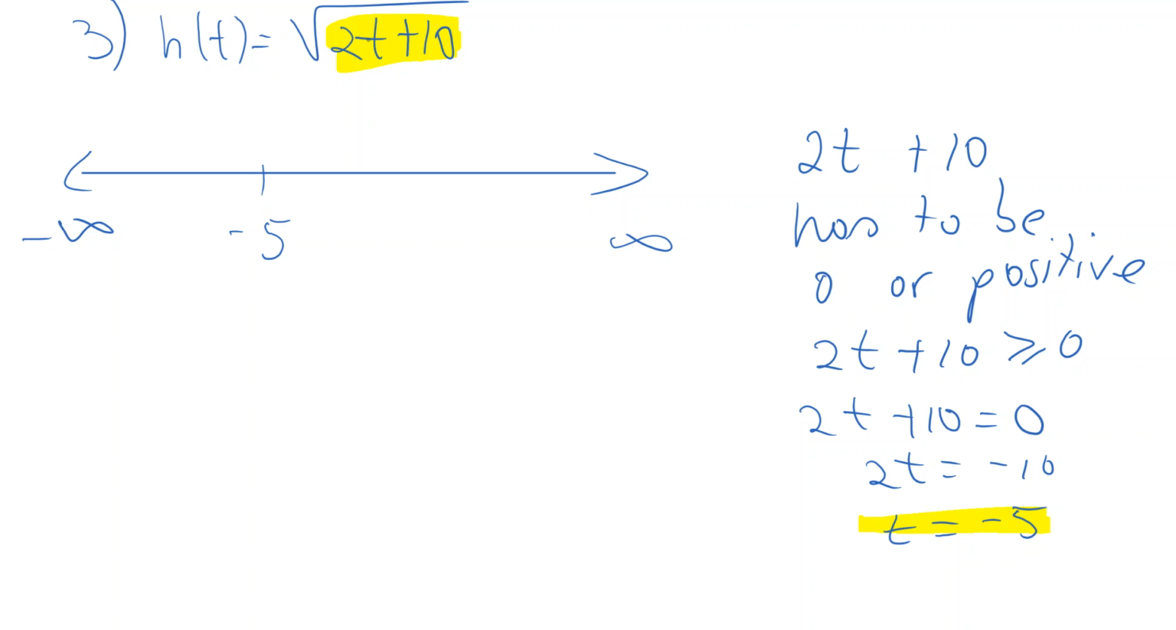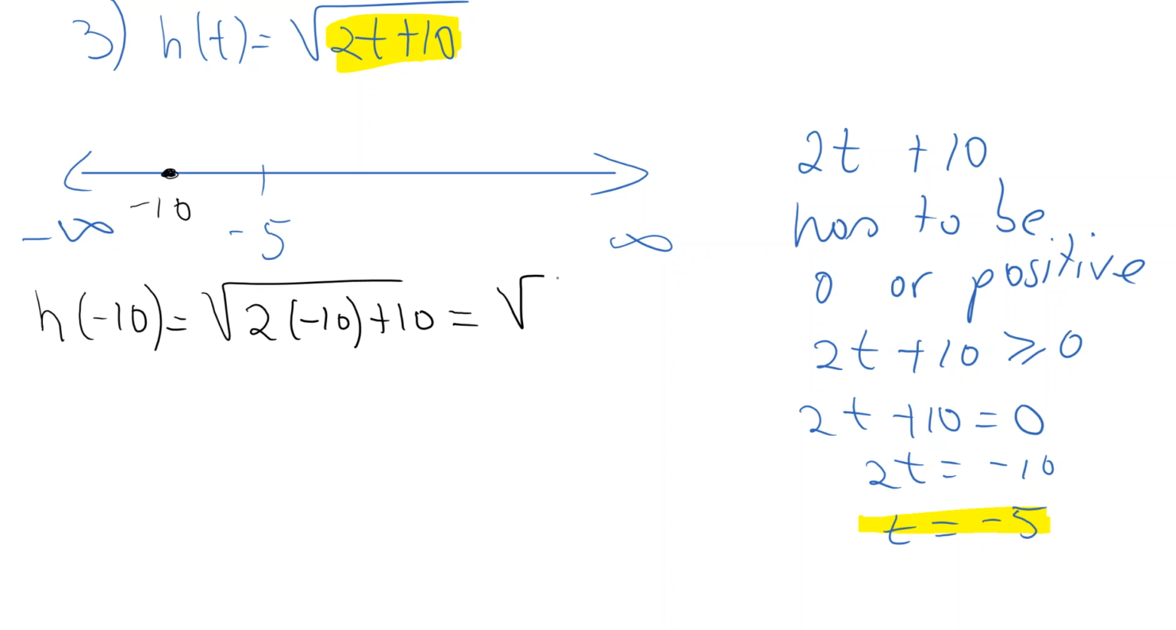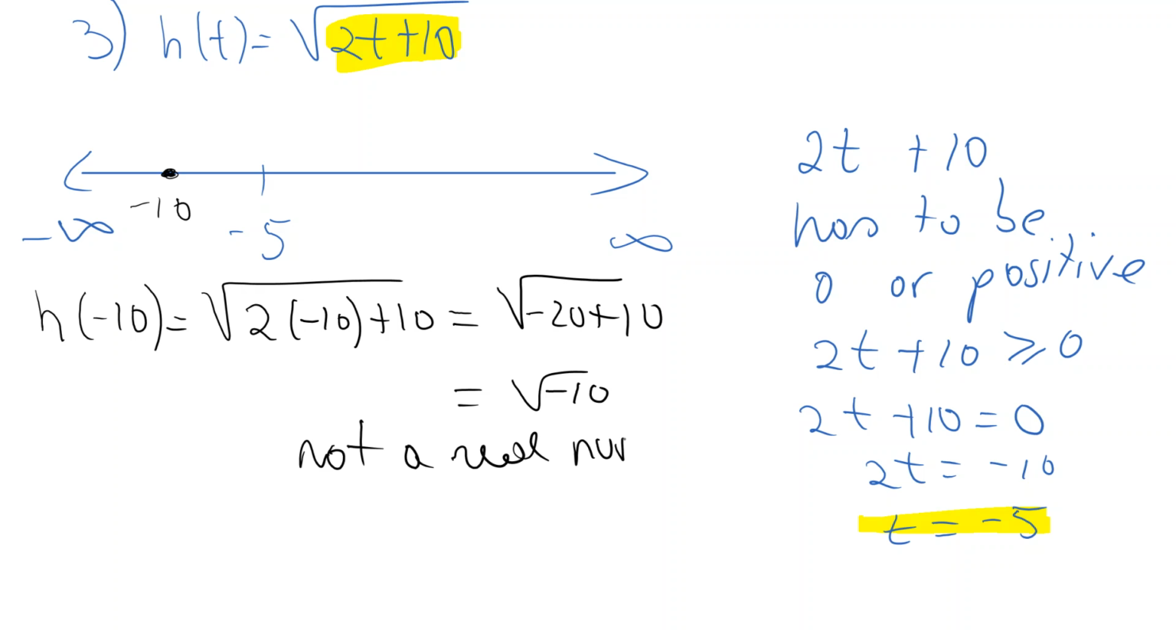It's a legitimate output. And now let's test everything below negative 5. So let's pick a point less than negative 5. So let's do negative 10. Let's see if h of negative 10 is a valid output. So this will give us square root of 2 times negative 10 plus 10, which is square root of negative 20 plus 10, which is square root of negative 10, not a real number. So this side, below negative 5, is not going to be part of the domain.